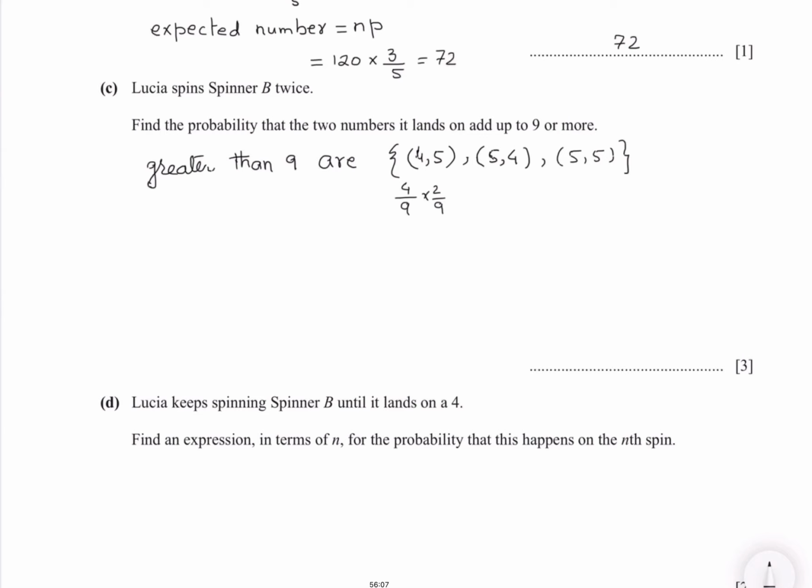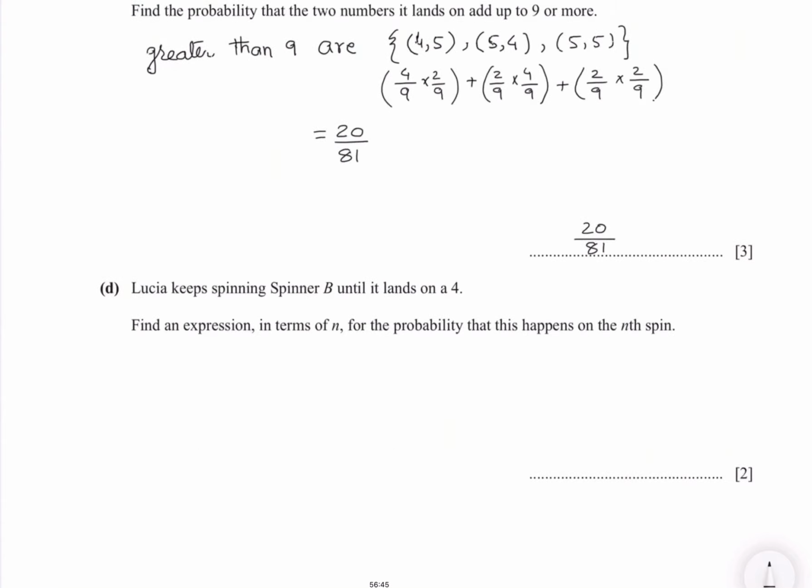4/9 is probability of 4 into probability of 5 is 2/9, plus probability of 5 is 2/9 into 4/9, plus probability of 5 is 2/9 into 2/9. Now solve it. So this is 20/81.